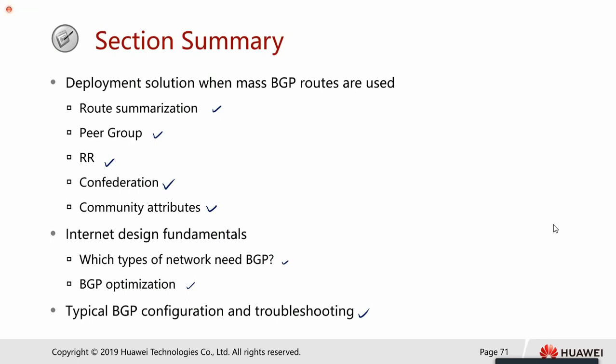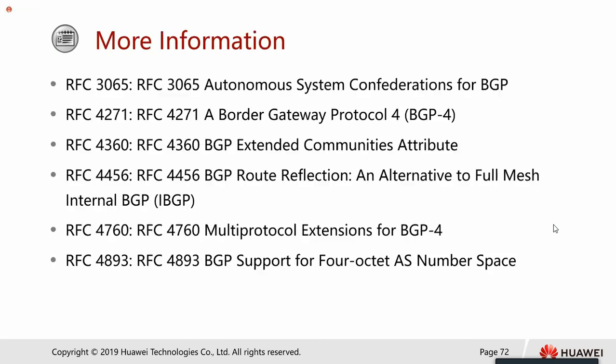Let's say you want to get more ideas about all the other advanced or extended protocols. Over here, you can check confederation, BGP-4, extended community attribute, an alternative to full mesh internal BGP, route reflection, and also multi-protocol BGP-4 plus, and support for 4-byte AS numbers. So these are all RFCs, the standards. You can refer back to this document to get more detailed information.